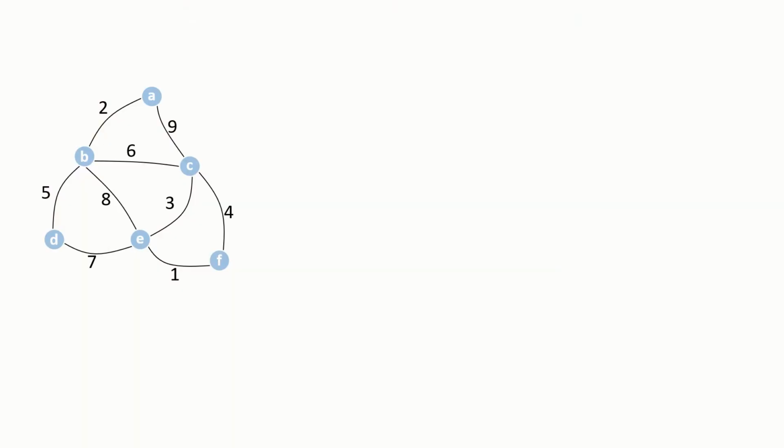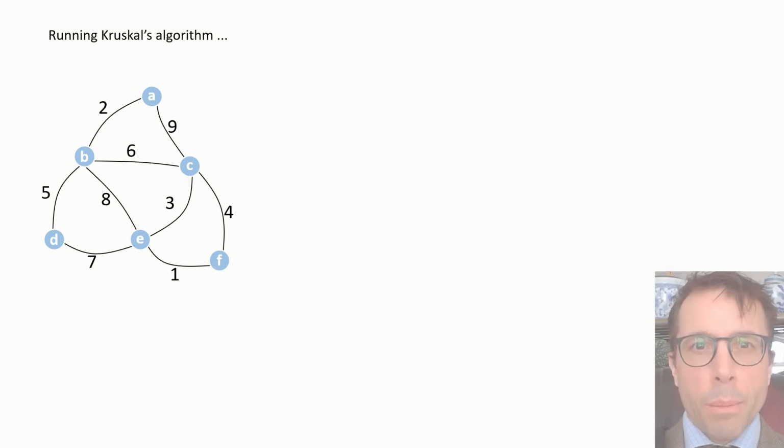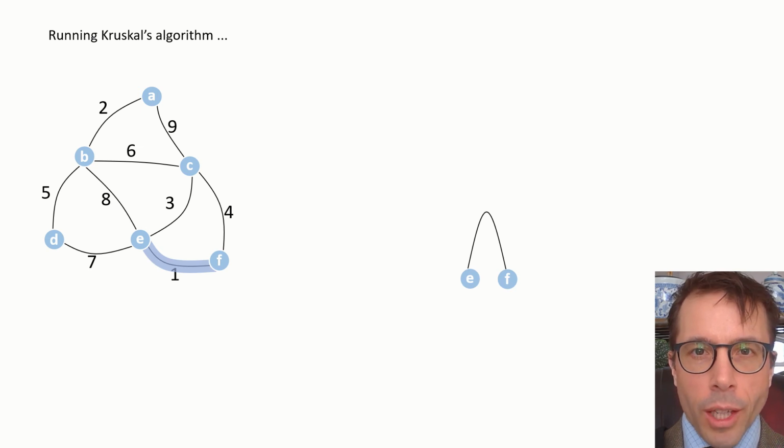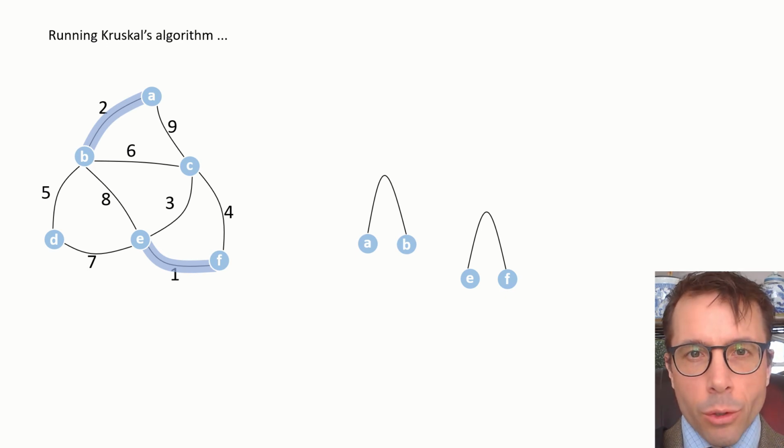Here is a simple graph. And let's run through the steps of Kruskal's algorithm. First, we pick out a minimum weight edge in the entire graph. In this case, the EF edge. I'm going to draw our edge on the right, as shown here. Next, we join A and B, and again, I'll draw out this edge that we've chosen.